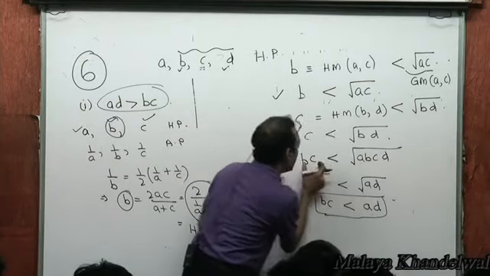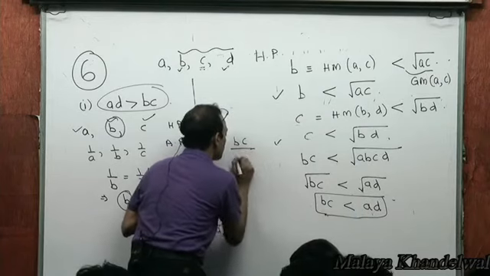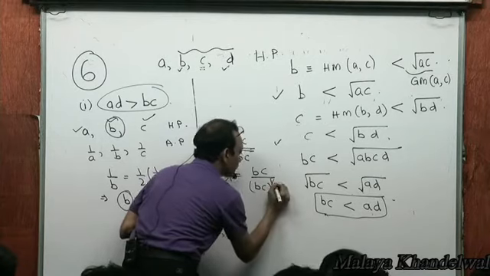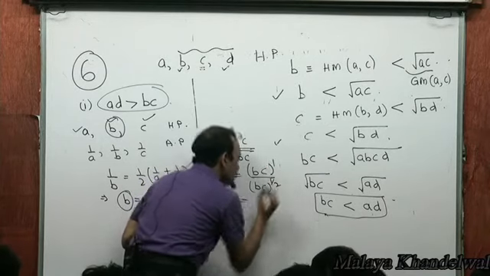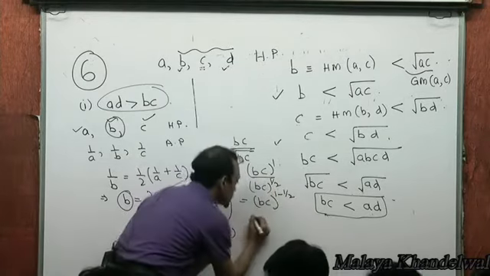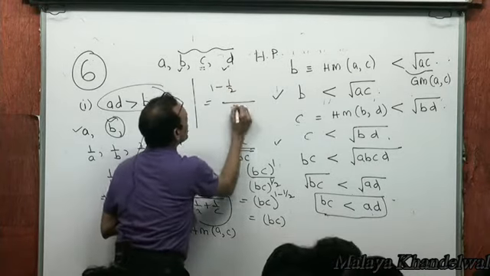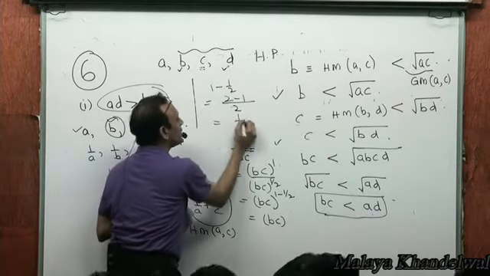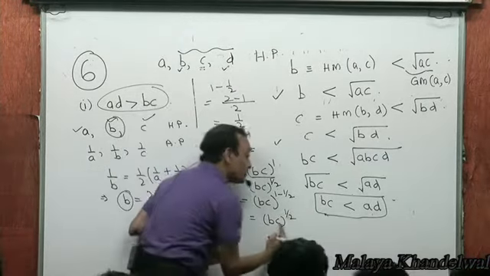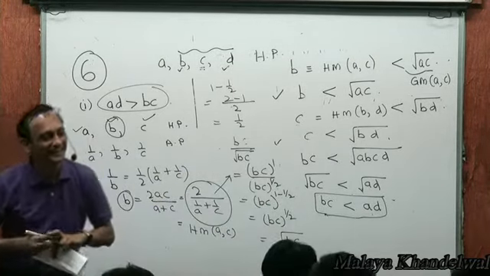This root BC and this BC. BC divided by root BC is BC divided by BC to the power half, which by laws of indices is BC to the power 1 minus half. Take the LCM by 2: 2 minus 1, 1 by 2. So 1 minus half is half. But BC to the power half is actually root BC. Do you understand that now?